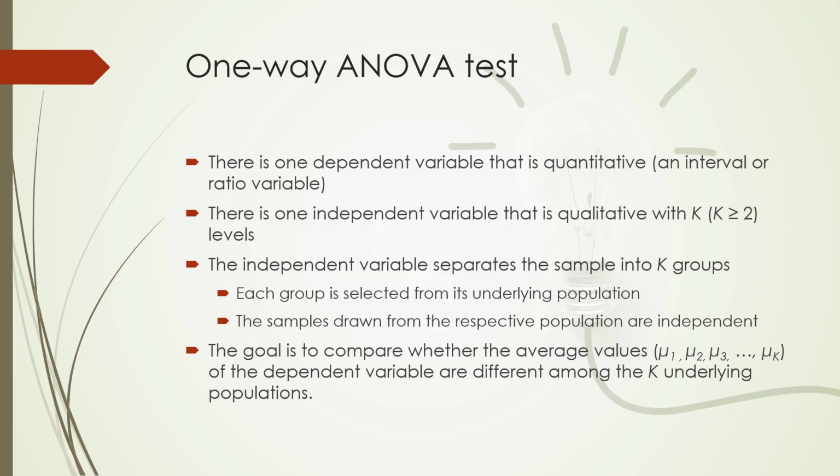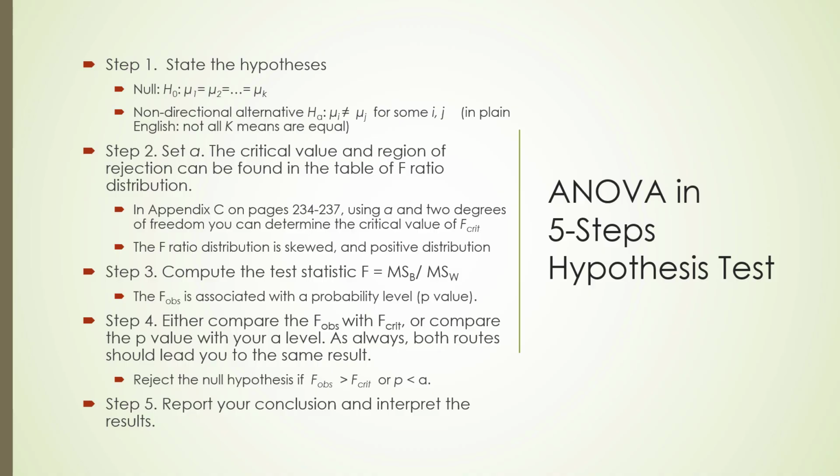The goal of ANOVA is to test whether the k population means, the average values of the dependent variable of the k groups, differ from each other. To run an ANOVA, we follow the same 5 steps of hypothesis testing. Step 1 is to state the hypothesis. The null hypothesis states that all k population means are equal. The alternative hypothesis, also called the research hypothesis, states that at least one pair of means is not equal.